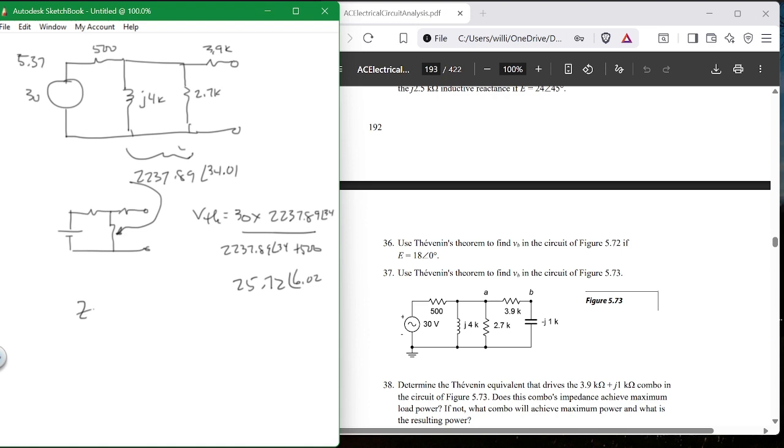Or what's Z Thevenin? We call it Z Thevenin instead of R Thevenin. What is it? It's 3.9K plus what? The parallel combination of 500 in parallel with this, 2237.89 at angle 34.01. What is that? And how do you find this? It's 1 over, 1 over 500 plus 1 over 2237.89 at angle 34.01. What is Z Thevenin?